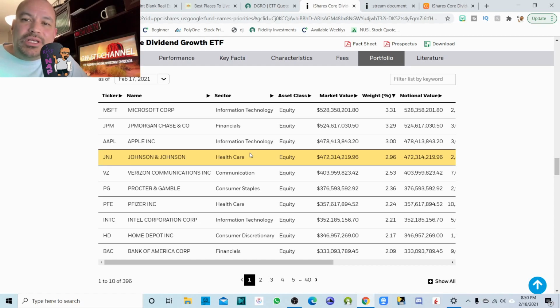Tesla won't be in here. So, if you have a desire to be in those shares, then maybe you'll need to add a satellite holding to this holding that you have.